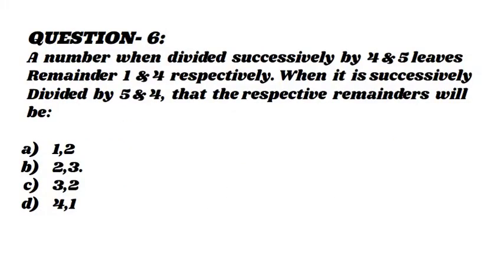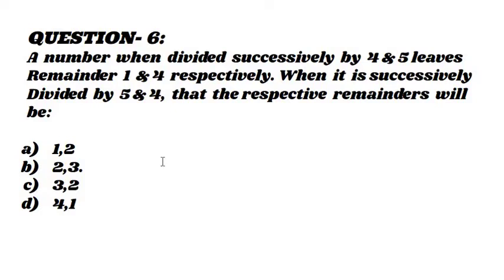So our next question, number 6, is this: a number when divided successively by 4 and 5 leaves remainders 1 and 3 respectively. When it is successively divided by 5 and 4, then the respective remainders will be? The answer is B, 2 comma 3. Please try it yourself first and then look for the solution.